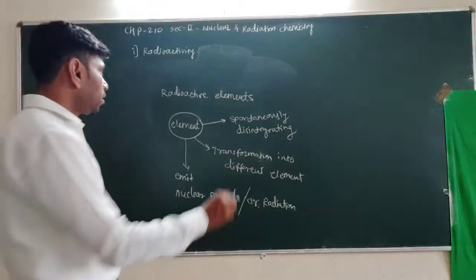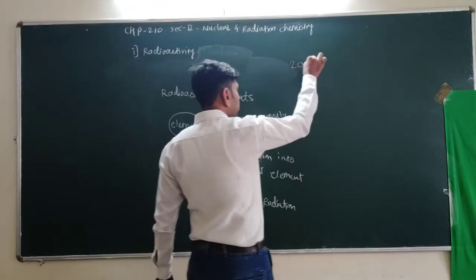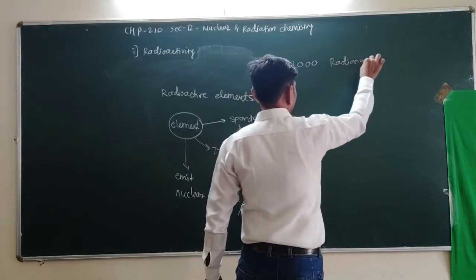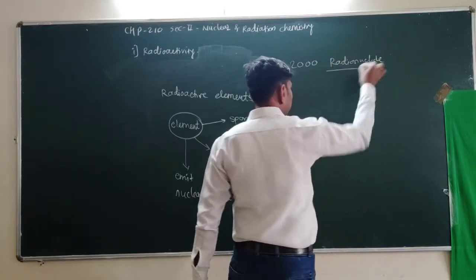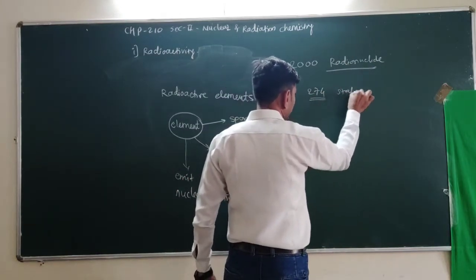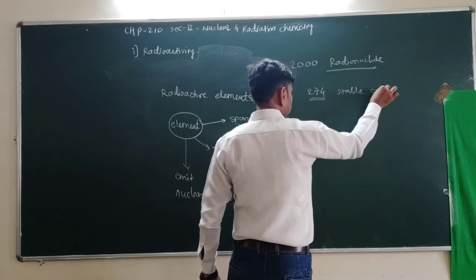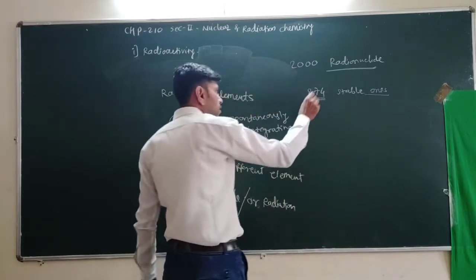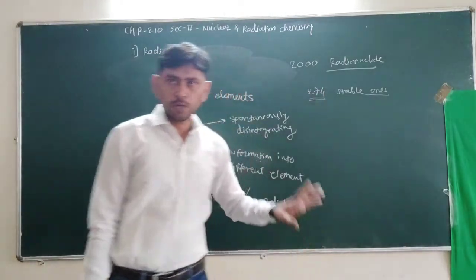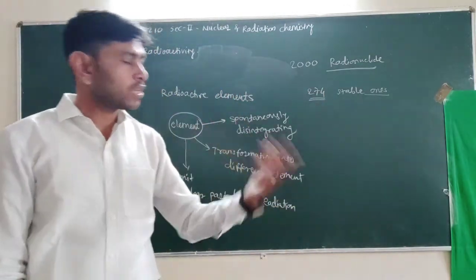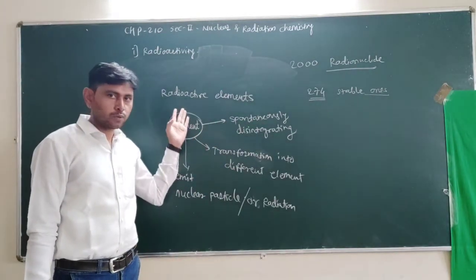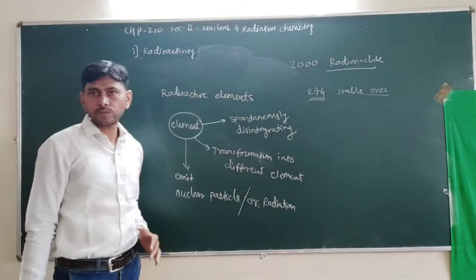Near about 2000 radionuclides are present, out of which 274 are stable ones. These are different isotopes, stable ones. So total more than 2000 nuclides are there, and 274 are stable ones. So radioactive elements, there are 2000 nuclides.